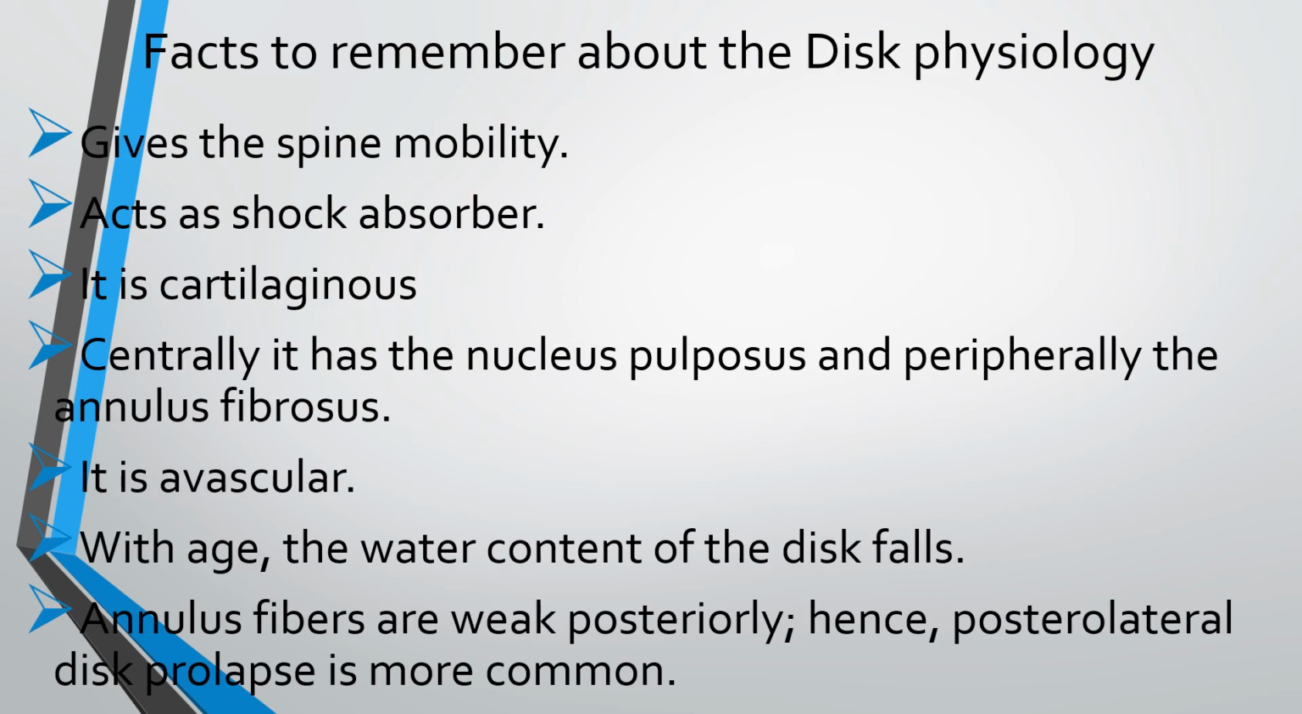Then facts to remember about the disc physiology. So the disc, as we know, gives the spine its mobility. It allows for the movement, that is forward bending, backward bending, lateral bending and rotations. Then it acts as a shock absorber, of course, through its components including the water, the collagen. Then it is cartilaginous. Centrally, it has the nucleus pulposus and peripherally the annulus fibrosus. Then it is avascular, meaning no blood supply.